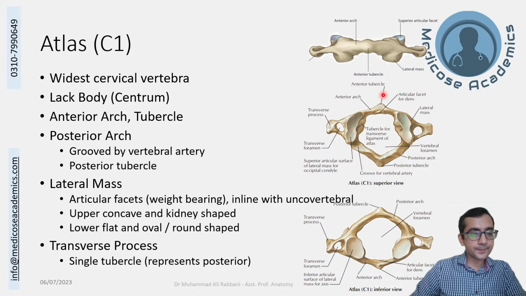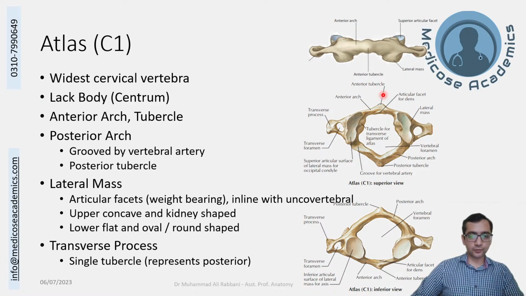So that's about it. You can take a screenshot for the revision. Otherwise, we talked about the atlas, the wider cervical vertebra. It does not have the body, the centrum. There is an anterior arch, there is an anterior tubercle, there is a posterior arch, there is a posterior tubercle.